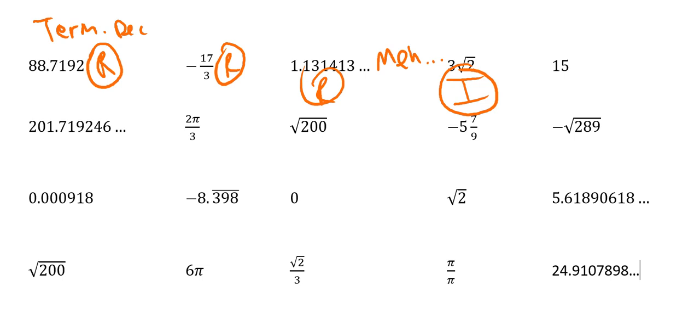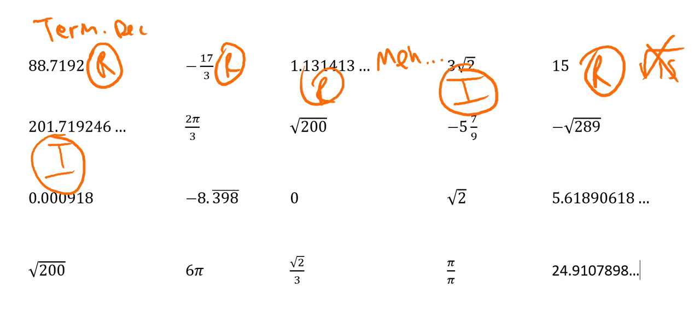All right? 15 is a rational number. That does not say the square root of 15. That says 15. 15 is a rational number. It's an integer. 201.719246. This is an irrational number. That is a decimal that goes on and on and on forever. It's not repeating in any way, so that's going to be an irrational number.